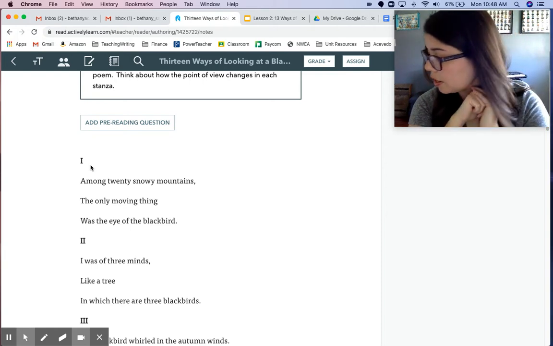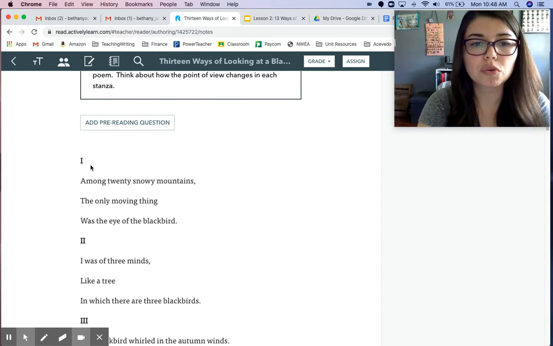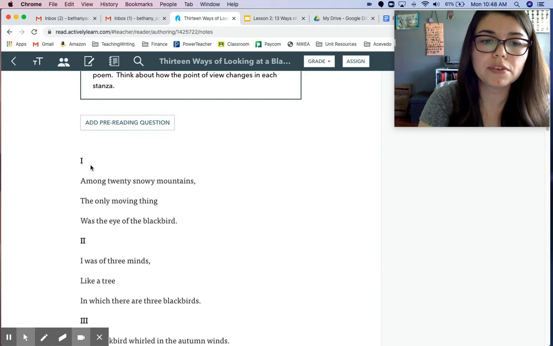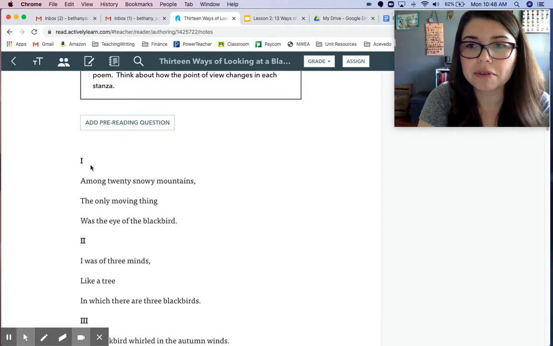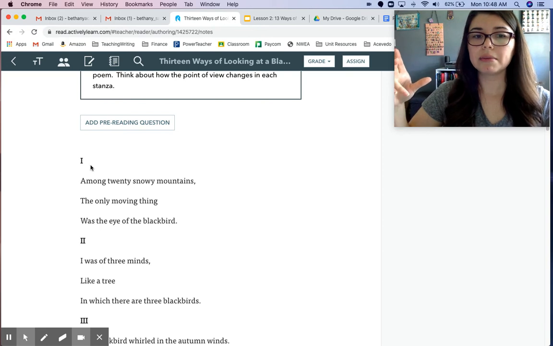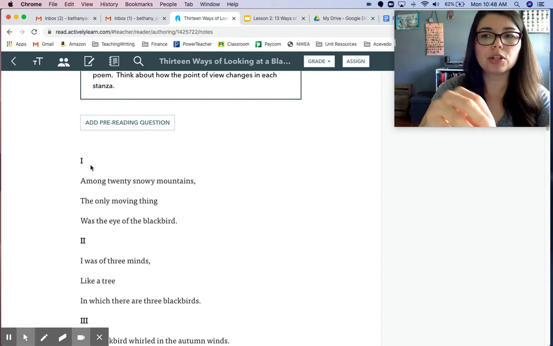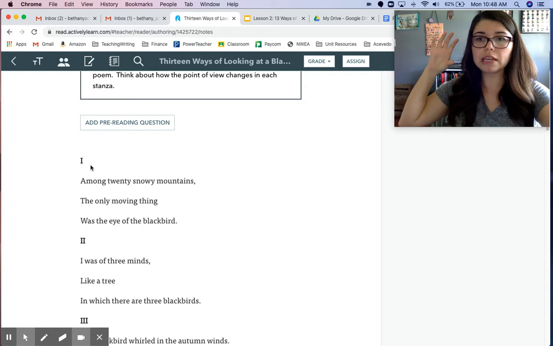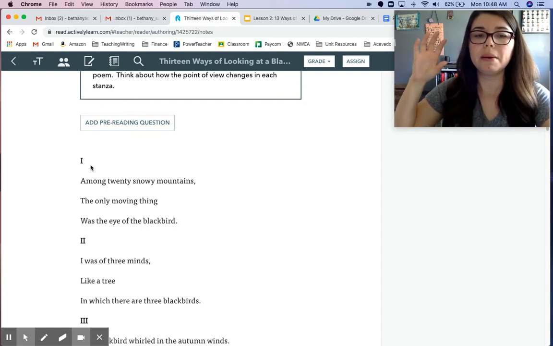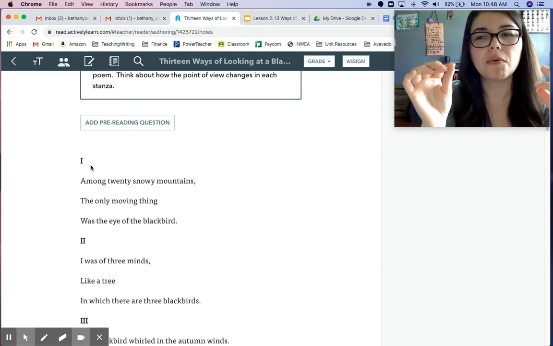Here we go. The first one, stanza one, says, "Among 20 snowy mountains, the only moving thing was the eye of the blackbird." So what do I see here? I think that if I can see 20 snowy mountains, that means that I must be pretty far back, right? If I can see the full mountain range, I'm not really up close, I'm zoomed out. So we're thinking about perspective and point of view, right? But then I can see the little eye of the blackbird, and that's the only thing that's moving.